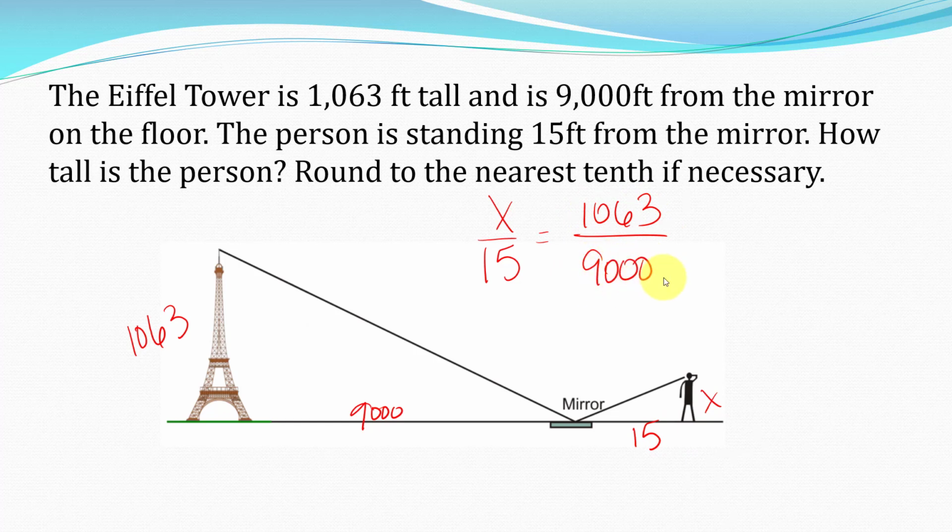That will work. So that means I have 9,000x equals 15 times 1063. And that is 15,945. Divide by 9,000, and I get 1.77. That's a very short person if he's 1.77 feet tall.